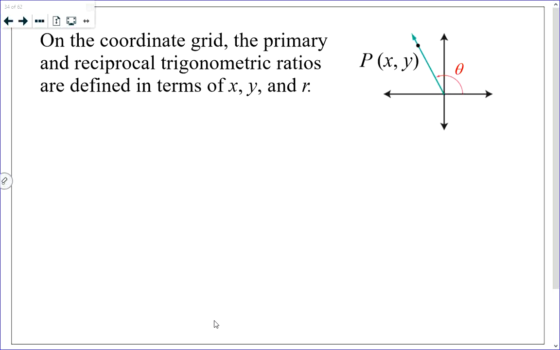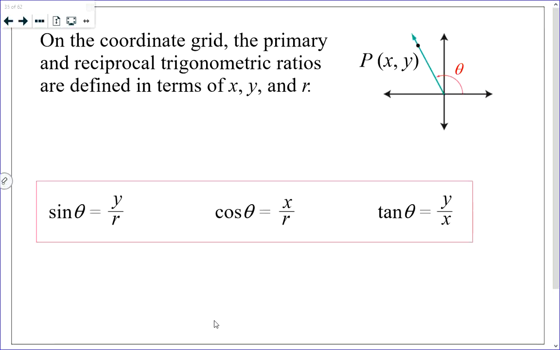On the coordinate grid, the primary and reciprocal trig ratios are defined in terms of x, y, and r. In Math 20, you were given these on a formula sheet: sine of theta is y over r, cosine of theta is x over r, tangent of theta is y over x. And this year, we're expecting you to memorize them or to know them.